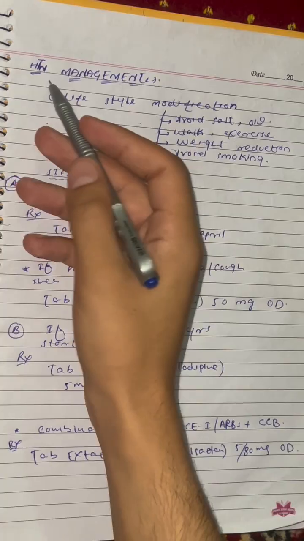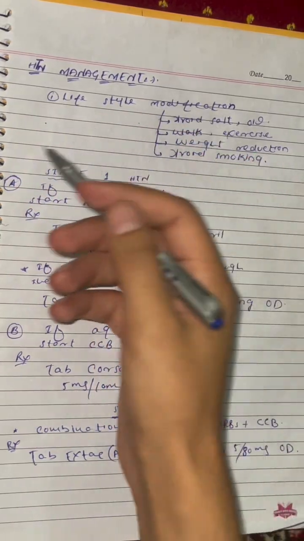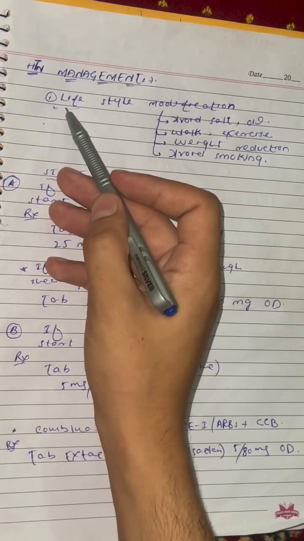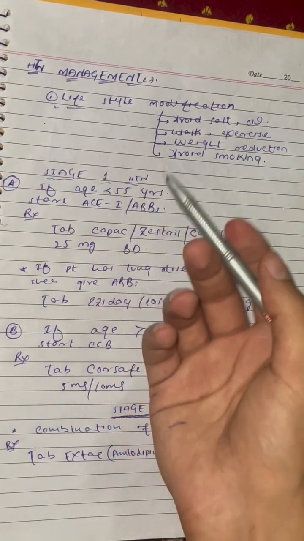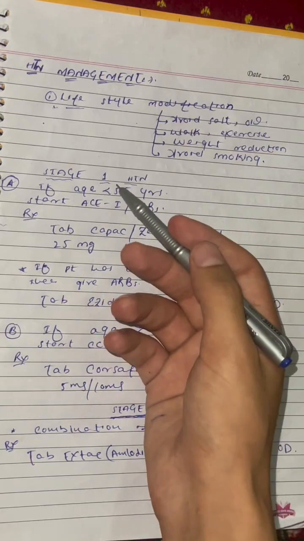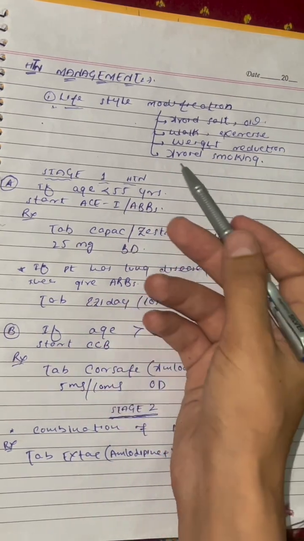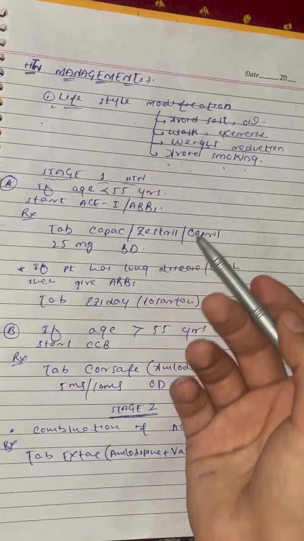Now let's discuss the management of hypertension. For any stage of hypertension, we will first of all advise lifestyle modification, that is avoid salt and oil, walk, exercise. We will tell the patient to reduce his or her weight and avoid smoking.